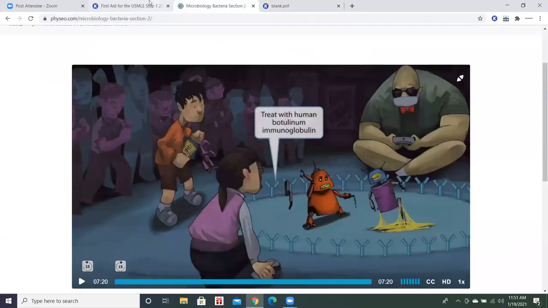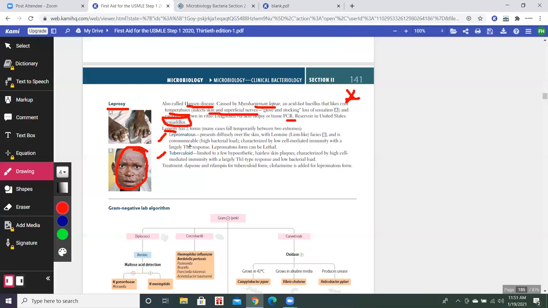So basically, there are two types. One is lepromatous, another one is tuberculoid. Lepromatous has leonine facies. They are lethal. They have high Th2 response and low CMI, meaning the cell-mediated immunity is low and Th2 is high. The exact opposite is over here, that is cell-mediated immunity is high and Th1 response is high and Th2 is not very high. The bacterial load over here is higher, bacterial load over here is lower. Treatment is dapsone and rifampin for tuberculoid and clofazimine for lepromatous.